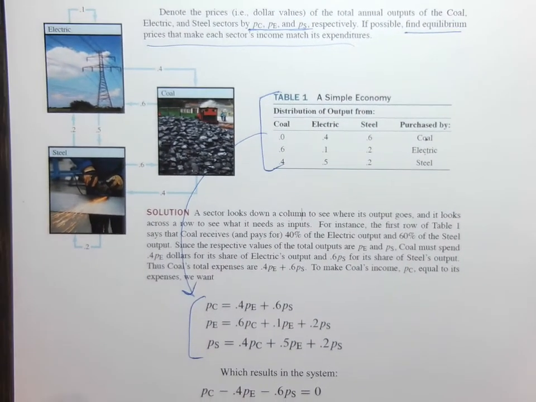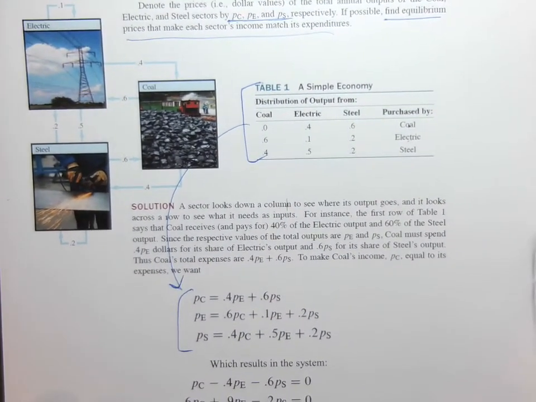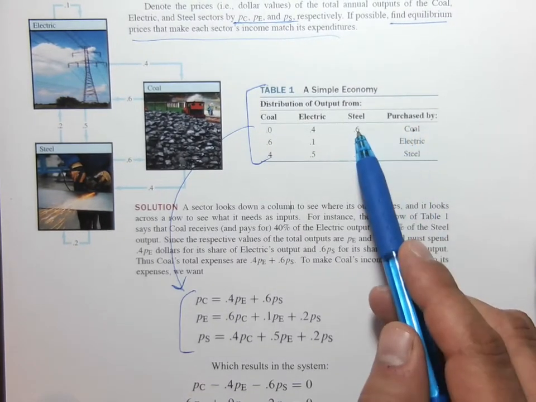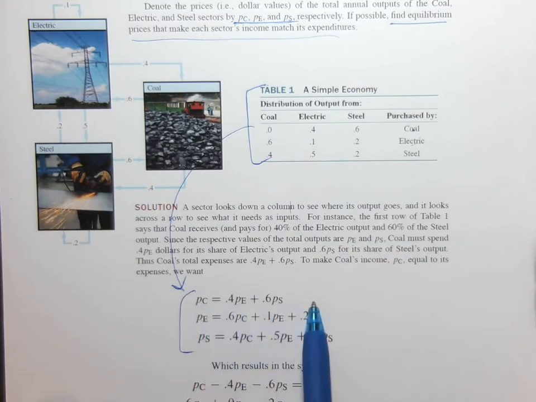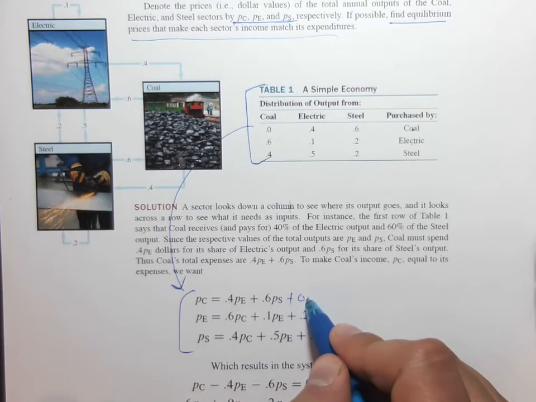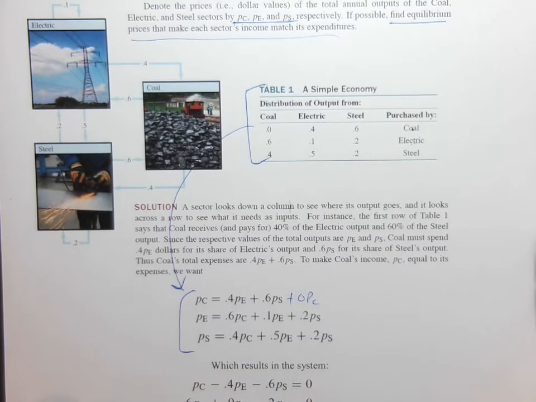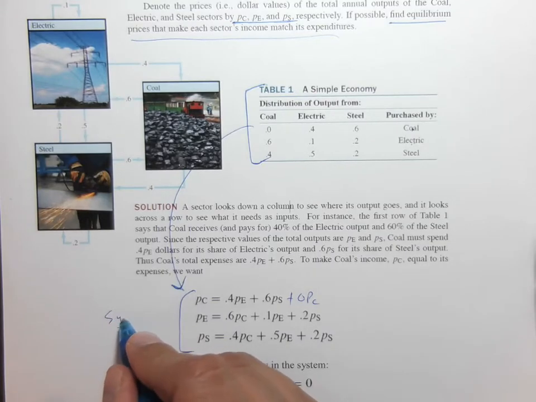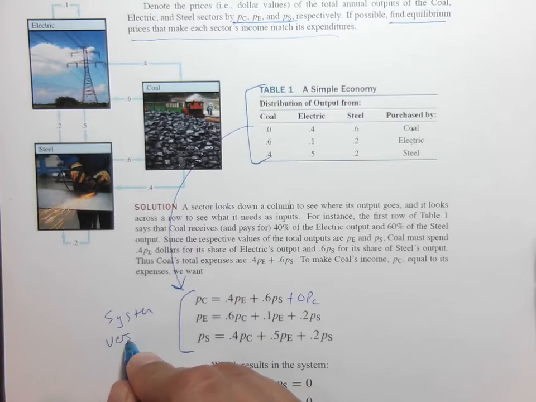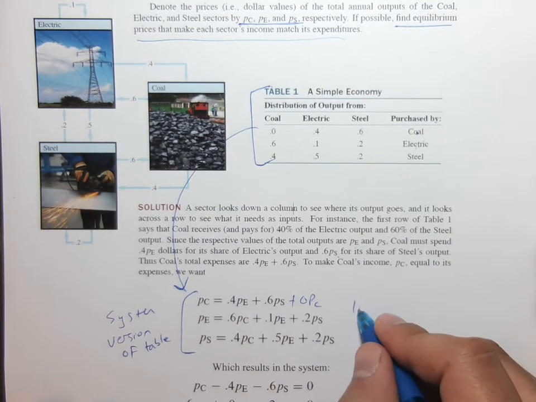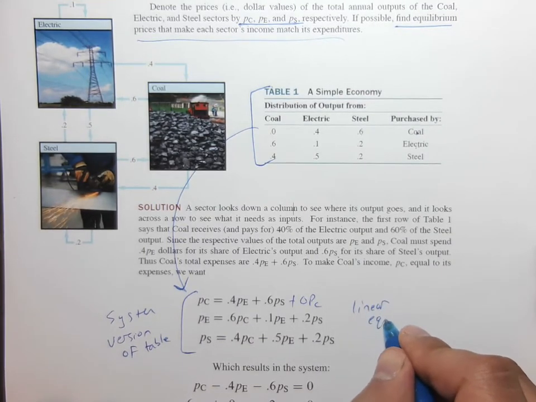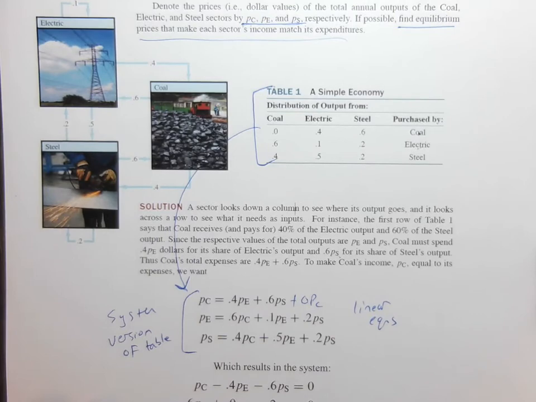And so you can see the first row is the first equation, right? So coal purchases 60% steel, 40% electric, no coal, right? That's what this says right here. And just to be clear, there's a 0 coal there, right? And so right off the bat, we see we have a system. It's a system version of the table. It's a system of linear equations, right? So we have linear equations here because all the powers are 1.